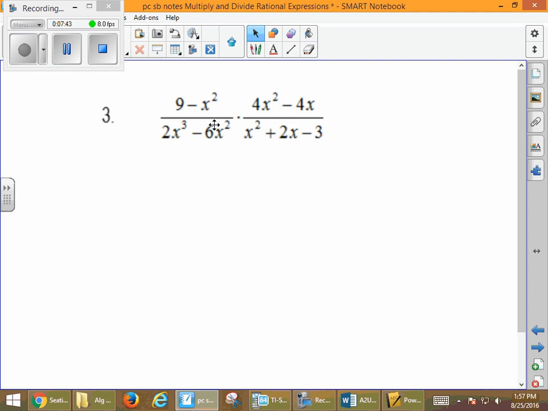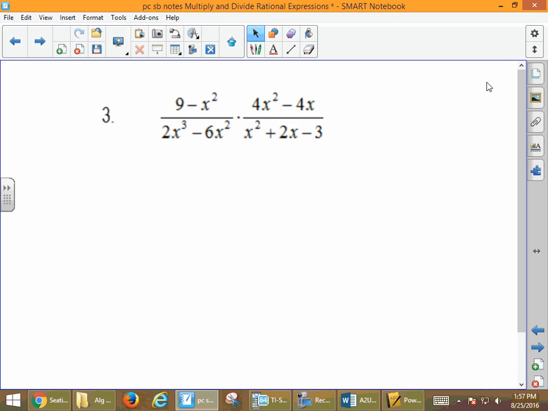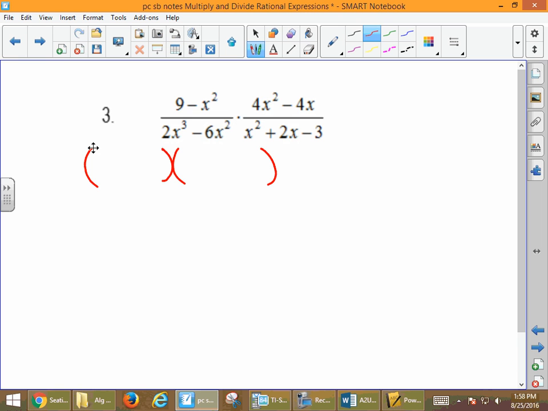When we look at problem number 3, again, it's really good practice to factor. The one thing I want to say on the first fraction is, don't change the order of anything. It says 9 minus x squared. That is the difference between two squares again. 9 is 3 times 3, and x squared is x times x. Difference between two squares, different signs.